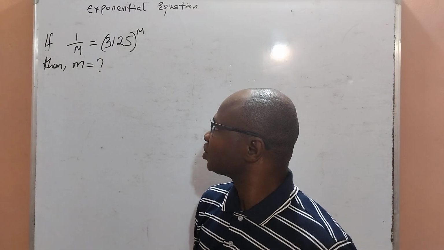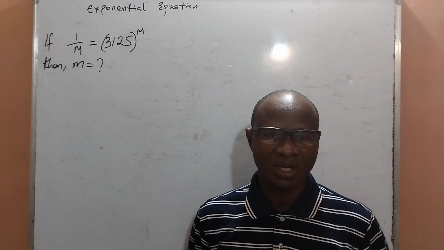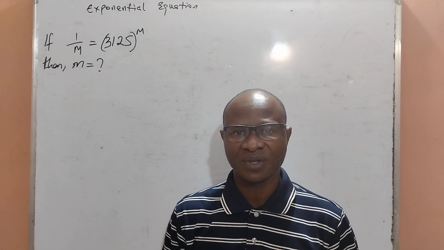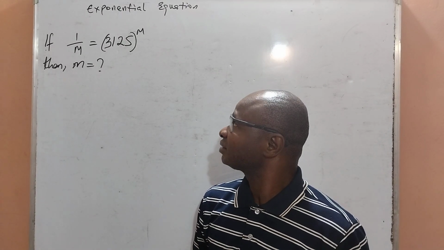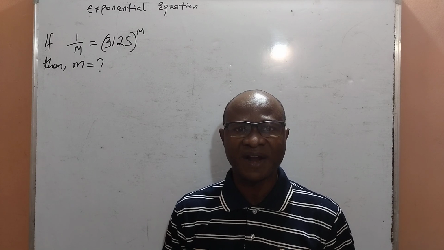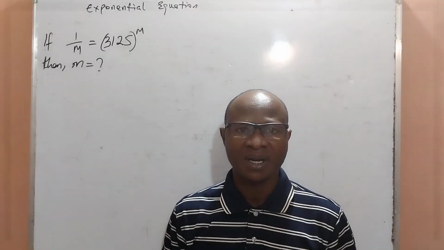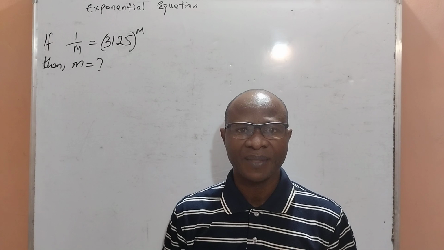It is given to us to solve: if 1 all over n is equal to 3,125 all raised to power n, then what is the value of n?